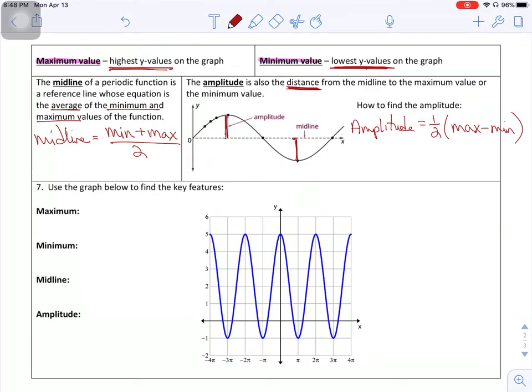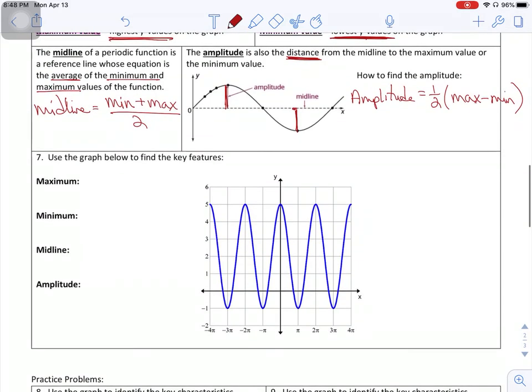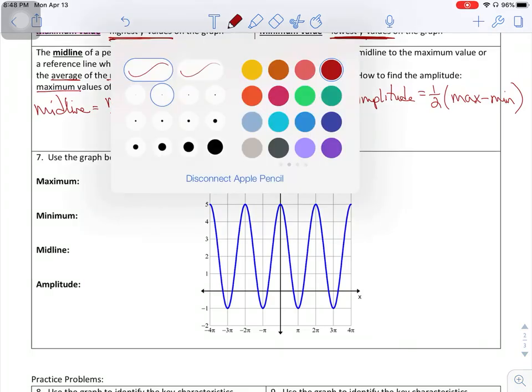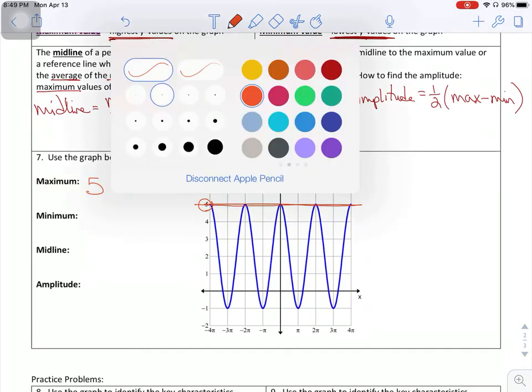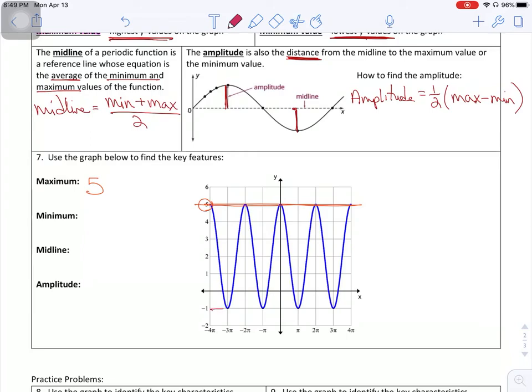Okay. So if we put this into practice and we try problem number 7, we're looking for maximum, minimum, the midline, and then the amplitude. So maximum, let's go ahead and put in a ceiling here. This is the highest our graph ever gets to, and right here we're hitting a Y value of 5. So your maximum is going to be 5. Minimum, if we put a floor in, our lowest value here, this graph is never going to get any lower than -1.